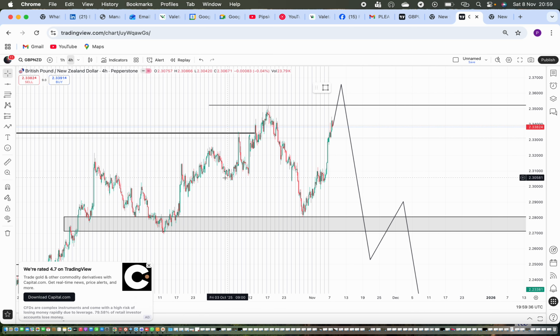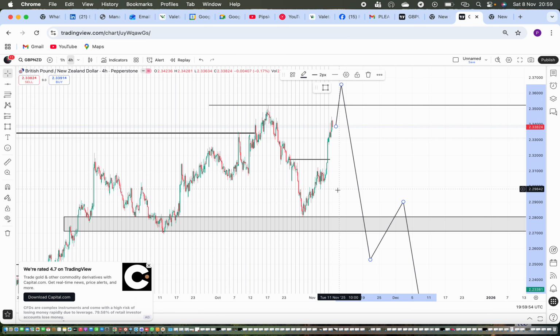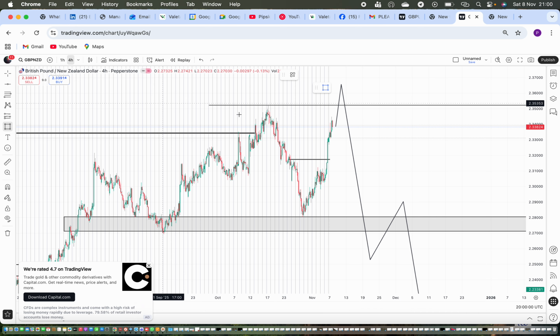So we saw how price came back, swept liquidity here, broke structure on the internal structure, broke this level, and we rallied all the way up. So for me, I'm not going to be making any move on this pair at the moment. Here we are at a premium level for if we have a shift of market structure, but I don't think that will happen.